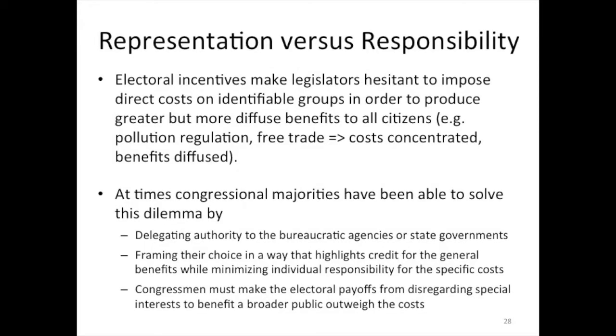Slide 28, also entitled Representation versus Responsibility, discusses how the electoral incentive can make legislatures hesitant to pass legislation that passes a direct cost on identifiable groups in order to produce greater but more diffuse benefits to all citizens. So an example of this would be pollution regulation. It's a concentrated cost, but the benefits are very diffuse. They benefit a ton of people. Free trade is also a great example of this. Again, we have really concentrated costs, but the benefits are really diffused.